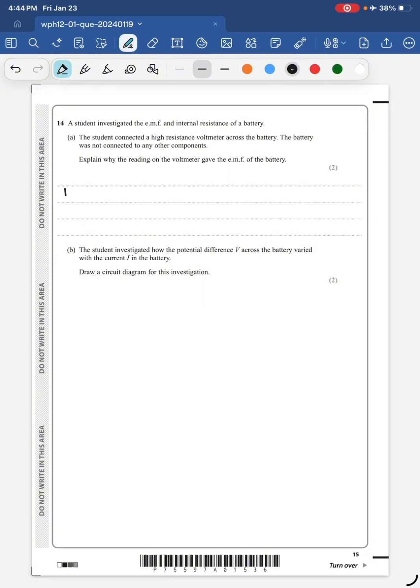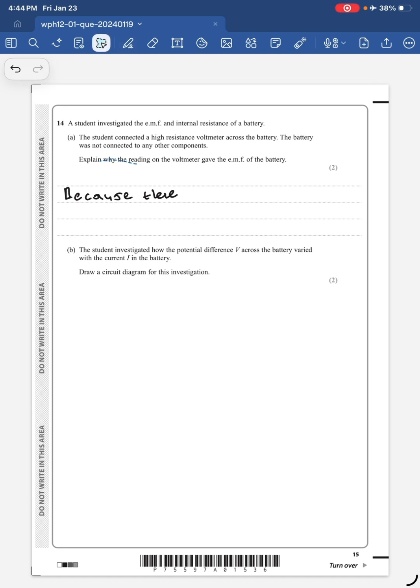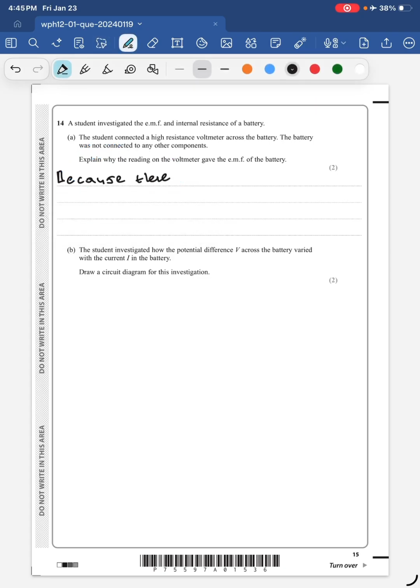So because, actually let me move this up here to make space. So because there is no current in the battery, there was no potential difference.